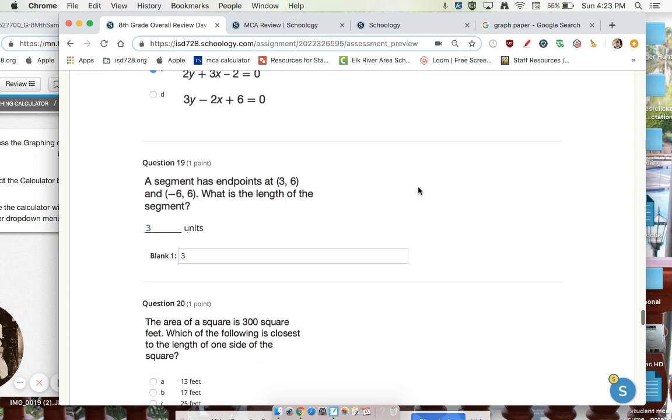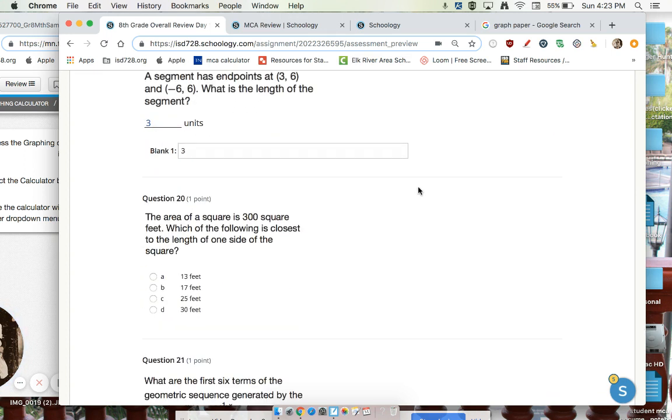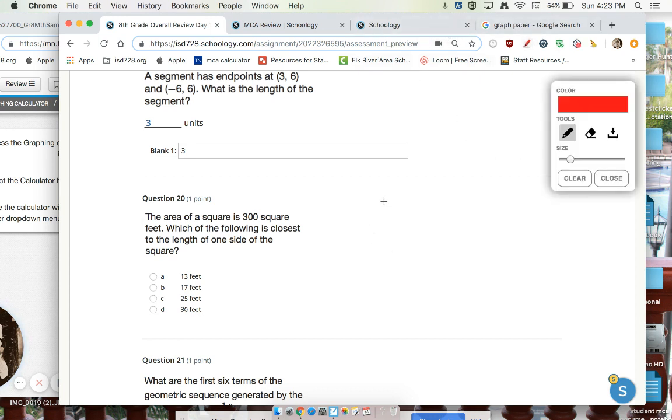Okay, number 20. The area of a square is 300 square feet. Which of the following is closest to the length of one side? A square has equal sides. Each of the sides are equal. So you want to know what number times itself is going to be 300, because the side length is equal all the way around. For an area you multiply. My strategy is to just square root, because I know s squared is 300, so it's the square root.